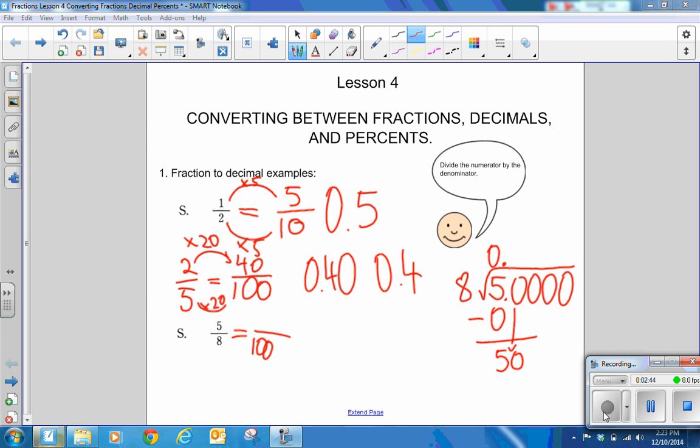And my question is, how many times does 8 go into 50? 8 times 6 is 48. I subtract 48. I end up with 2. I bring down another 0. And my question is, how many times does 8 go into 20? It goes twice. 2 times 8 is 16. I subtract, and I end up with 4. I bring down another 0. And how many times does 8 go into 40? 8 times 5 is 40.